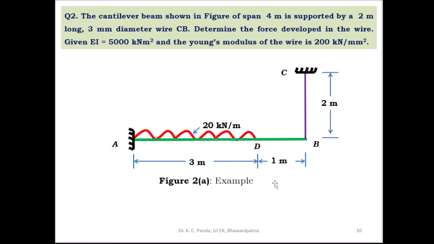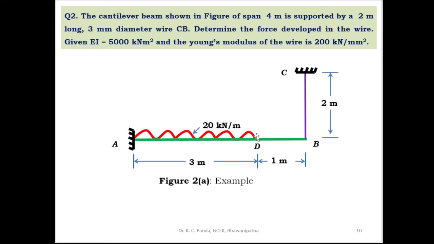Then coming to the second problem, the cantilever beam shown in figure of span 4 meter is supported by a 2 meter long 3 mm dia wire CB. Determine the force developed in the wire. Given EI is equal to 5000 kilonewton meter square and the Young's modulus of the wire is 200 kilonewton by mm square. So here the cantilever beam is given and the lengths are 3 meter and 1 meter, 4 meter.